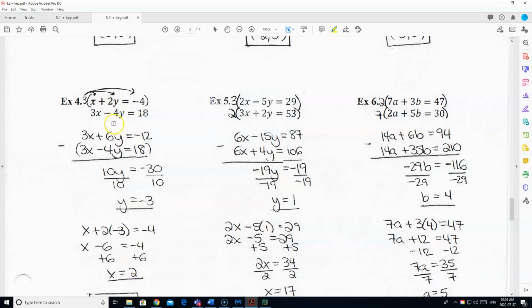And then you simply plug it into either equation, or if you had a simplified equation, you could plug it into that as well. Okay, this is one way to solve it.